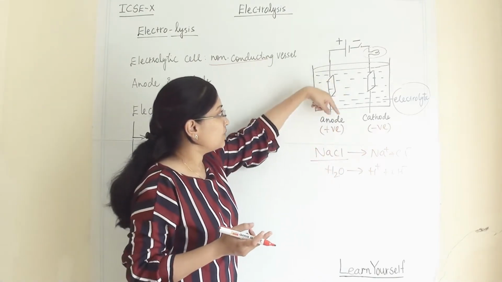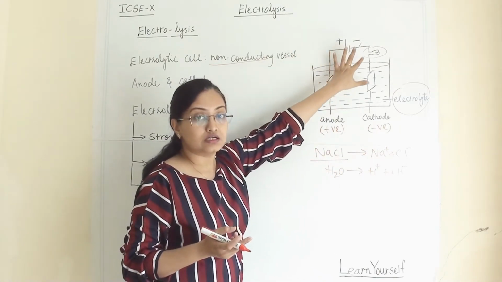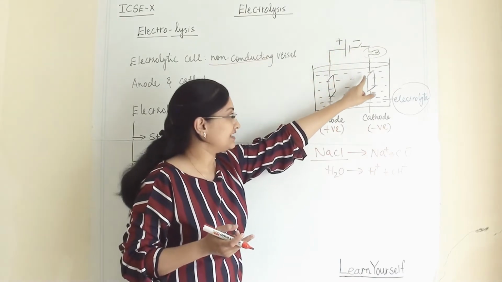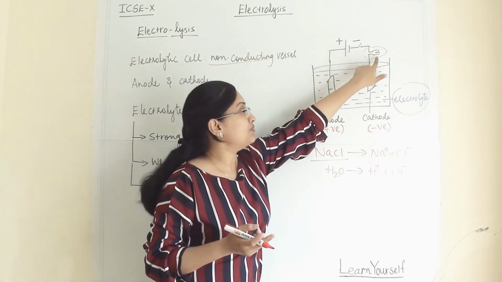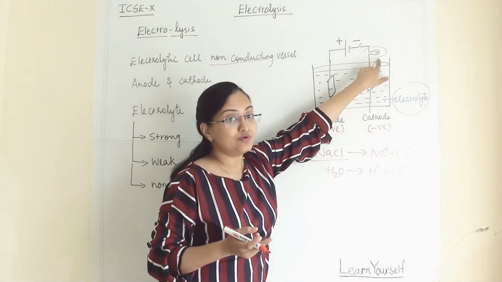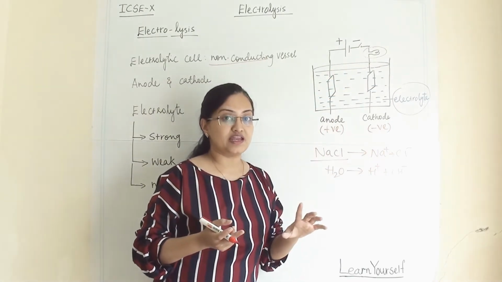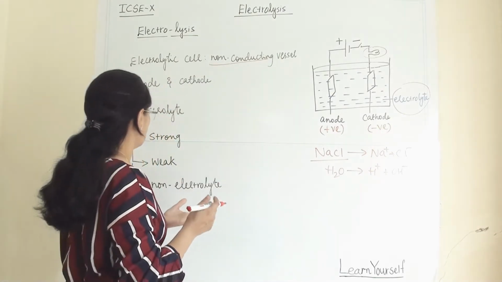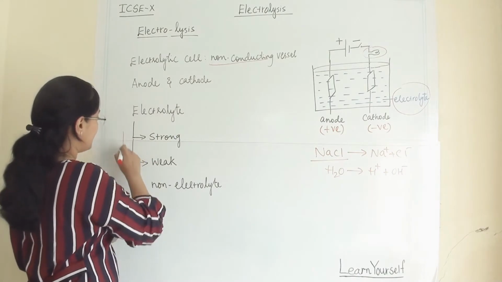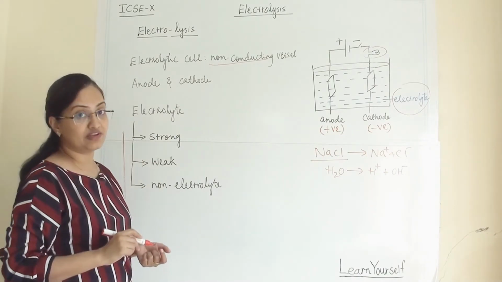Once we switch on, the current will pass through this and our bulb will glow. Now it depends upon the electrolyte how fast it will pass the current. So based on that, we have these three types of electrolyte.